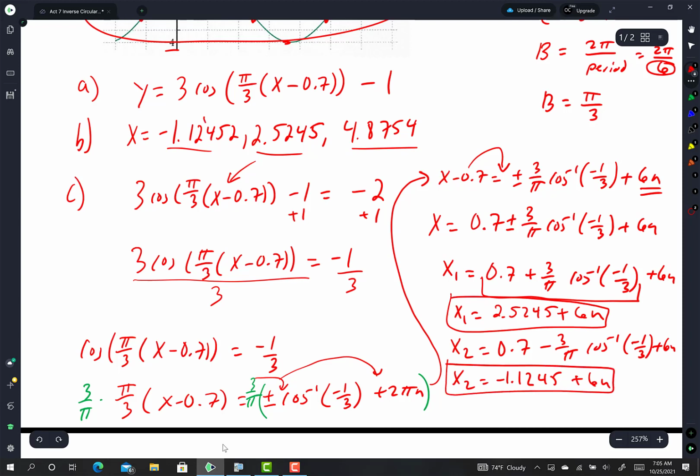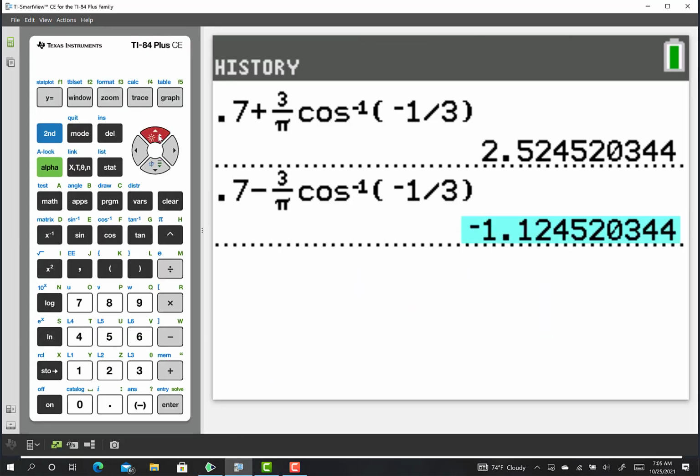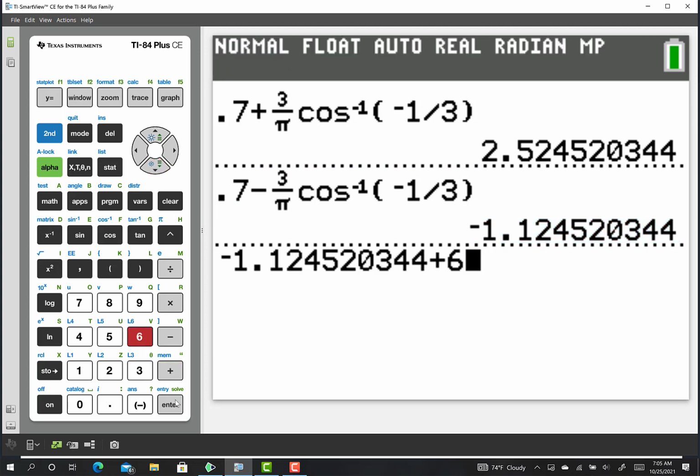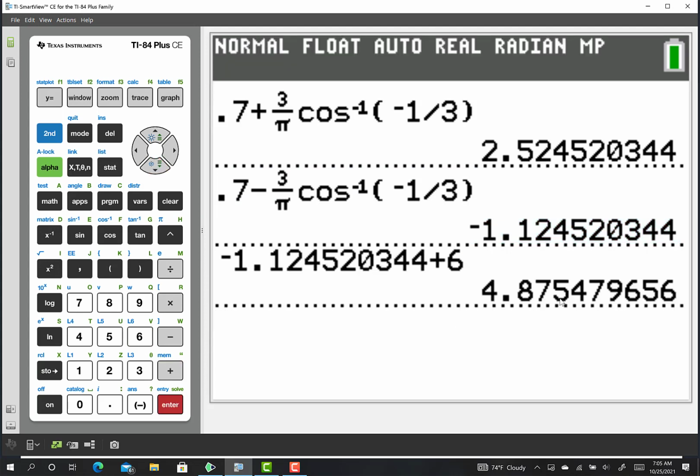So I got this answer, I got this answer. Where does the 4.8754 come from? It comes from the x2. Negative 1.1245 plus 6 would give me that 4.8754. And just to make sure, I'm going to go ahead and type it in here. So I'm going to scroll up. Oops, right there. I'm just going to go plus 6. And there it is, 4.8754.